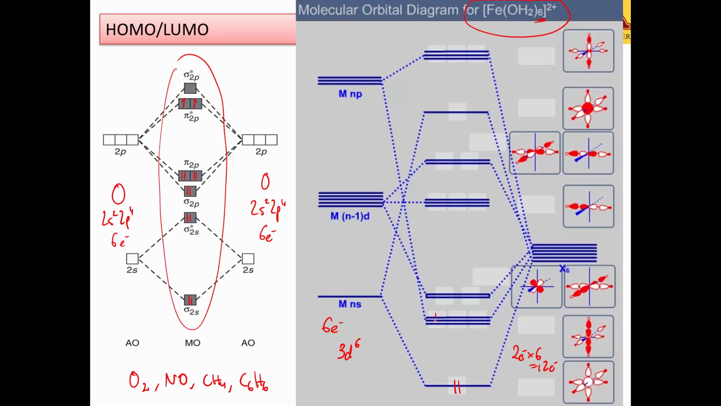So 1, 2, 3, 4, 5, 6, 7, 8, 9, 10, 11, 12, 13, 14, 16, 18. Now, notice that this is my highest occupied molecular orbital, the HOMO, and the LUMO is the lowest unoccupied molecular orbital.